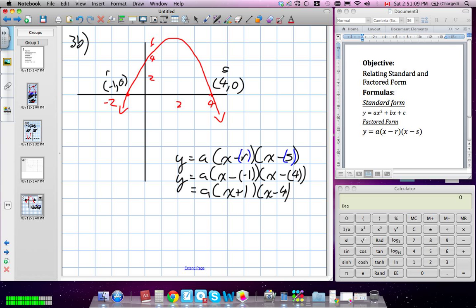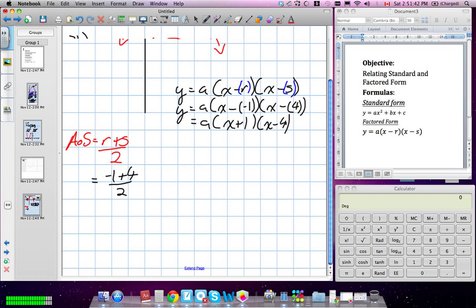Okay, what formula would I use? Axis of symmetry. AOS is equal to r plus s divided by 2. Great. Okay, so let's continue with that. Let's plug our numbers in. Our r is negative 1, and our s is 4, divided by 2. We're going to get 3 over 2, or 1.5. Now we have one of the numbers, our x value of our vertex. So we have the x value of 1.5.